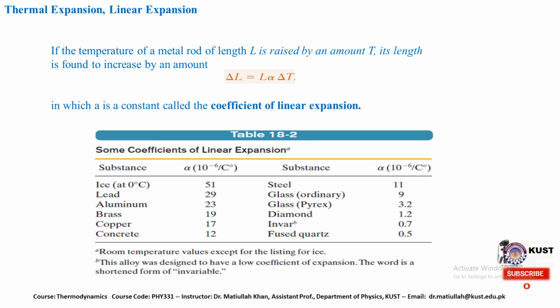Here in this table, the coefficients of linear expansion of different materials are given. We have values for substances such as lead, aluminium, brass, copper, concrete, and similarly for steel as well we have the value of α. These are room temperature values, except for the listing for ice, which is at 0 degrees C.